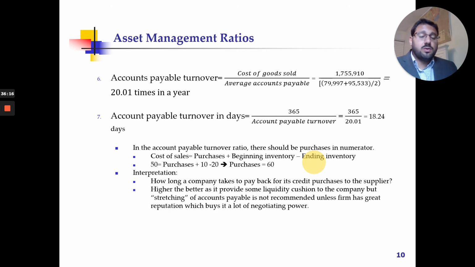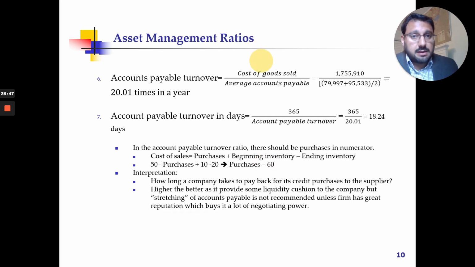ending inventory. So if you are beginning with, say, 10 million worth of inventories, and by the end of the year you have 20 million inventory, it means that the 10 million beginning inventory is still maybe part of the last 20 million, and then during the time you have also sold things, and those sold things are 50 million. So it means that how much purchases you have done: 60 million worth of purchases. So if you simply calculate it, you can see that the purchases are 60 million.